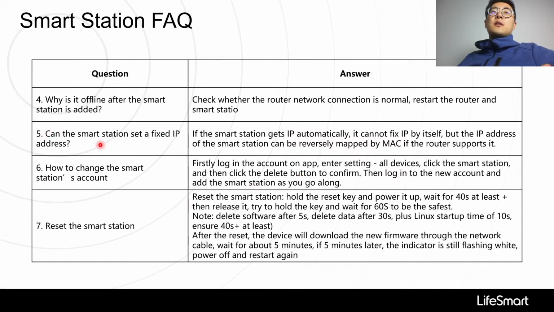And can the smart station be set to a fixed IP address? The smart station does not support a fixed IP address by itself. It uses DHCP to get an IP address automatically from the network. But if you want the IP address fixed, you can do a reverse mapping by MAC address if the router supports it. Some high-end routers support binding an IP address to a MAC address to give a fixed IP address. So if your router supports it, you can set the smart station to a fixed IP address.